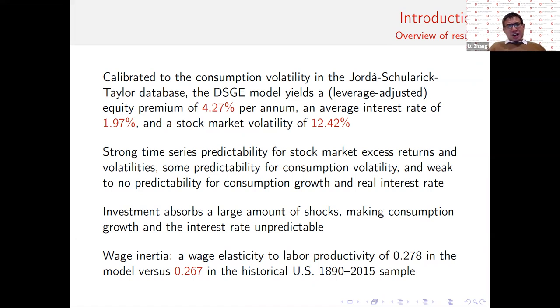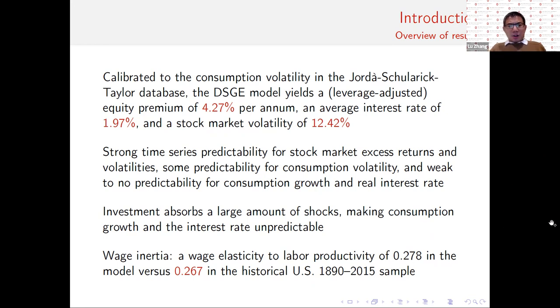The model also implies strong time series predictability for stock market excess returns and stock market volatilities, some predictability for consumption growth volatility, and weak to no predictability for consumption growth and the real interest rate. In this case, capital investment actually plays an important role in explaining the stronger predictability in stock market excess returns and the weak to no predictability for consumption growth. Without capital investment, the consumption growth predictability would be exaggerated. In other words, capital investment not only raises the hurdle of matching the equity premium, because consumption smoothing eliminates consumption betas, but also helps reduce substantially the amount of predictability for consumption growth.